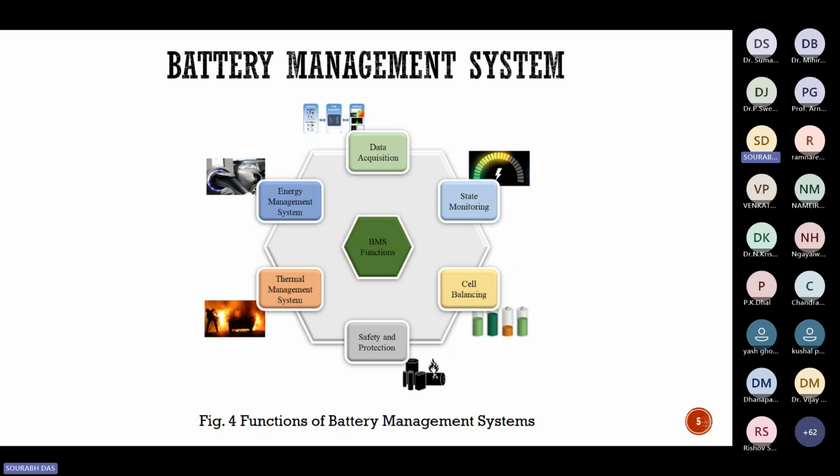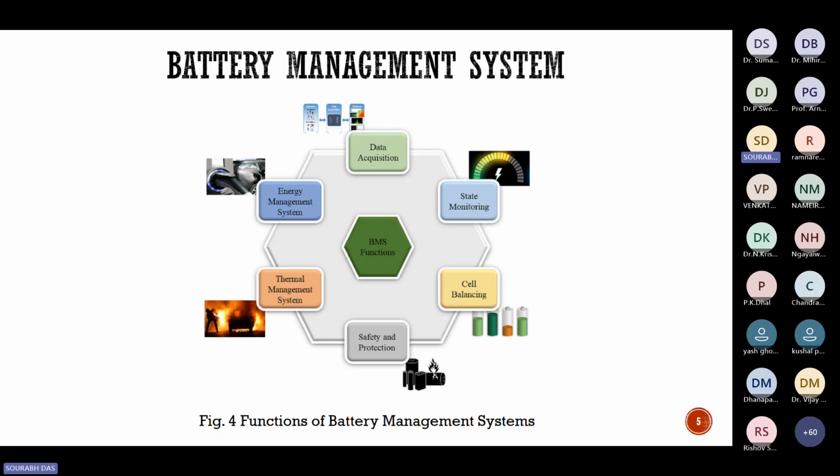And what is the passive cooling method? It is like a heat sink. And the active cooling method is like fans or a liquid cooling system, which is widely used in EV applications. This is essential to prevent overheating, which can lead to reduced efficiency.